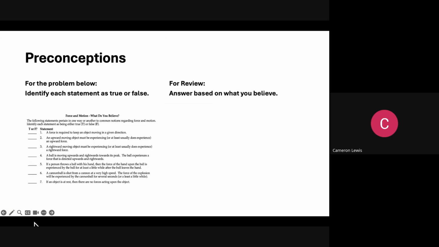All right. If a person throws a ball with his hand, then the force of the hand upon the ball is experienced by the ball for at least a little while after the ball leaves the hand. One more time. If a person throws a ball with his hand, then the force of the hand upon the ball is experienced by the ball for at least a little while after the ball leaves his hand. Yeah. True, true. I feel like I'm wrong here.